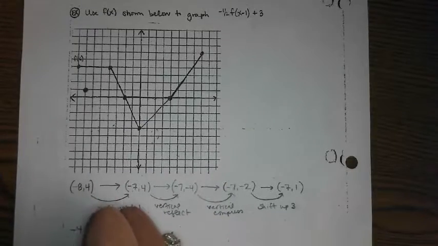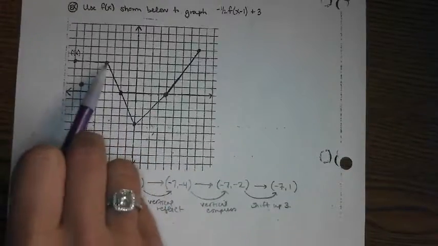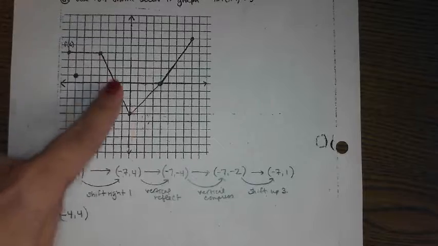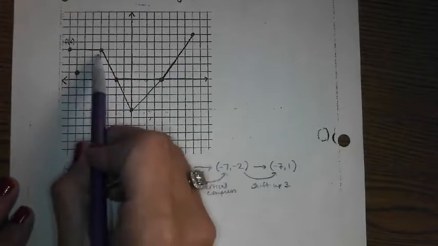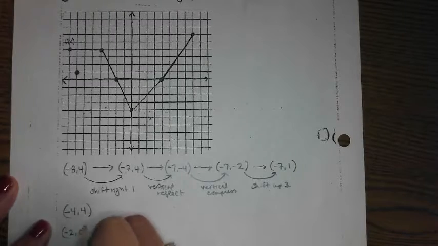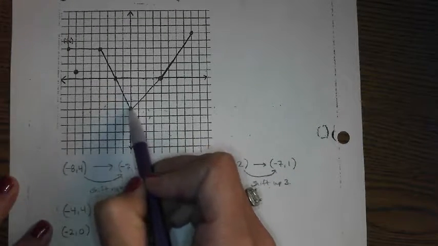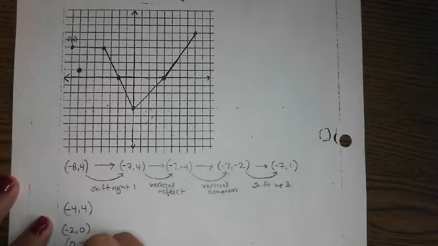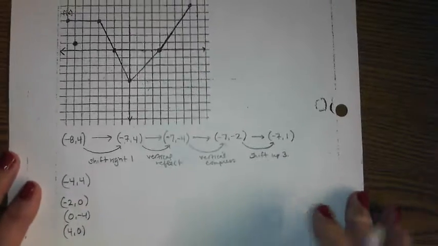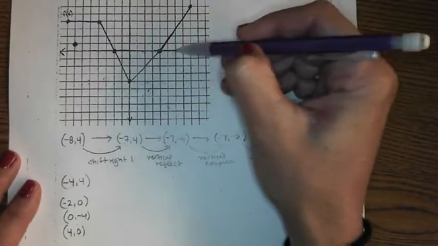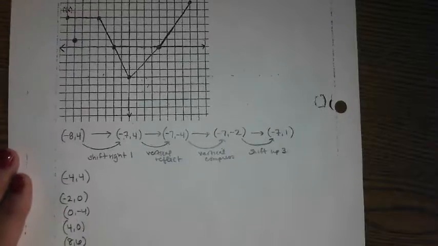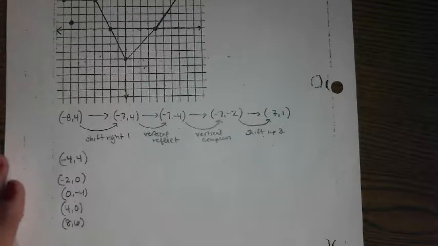Everyone on your own, go through all of that with this next critical point, negative 4, 4. And we can go through it with the rest of the critical points. Negative 4, 4 is a critical point. Negative 2, 0 is a critical point. Your y-intercept, 0, negative 4 is a critical point. 4, 0, another x-intercept, is a critical point. And lastly, your endpoint, 8, 6. So take a few minutes to go through and figure out what each of those points morphs into. On your own. Go ahead, Connor.